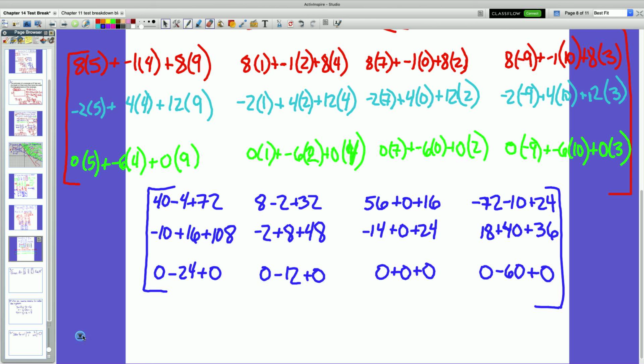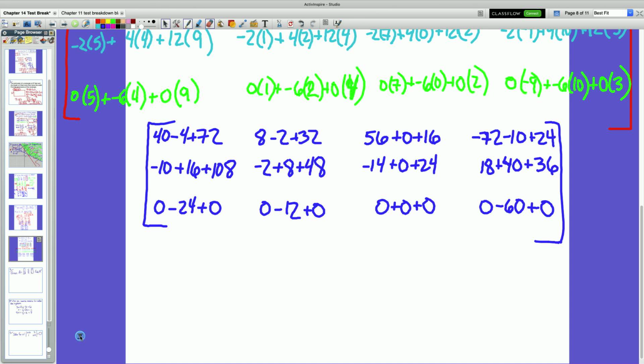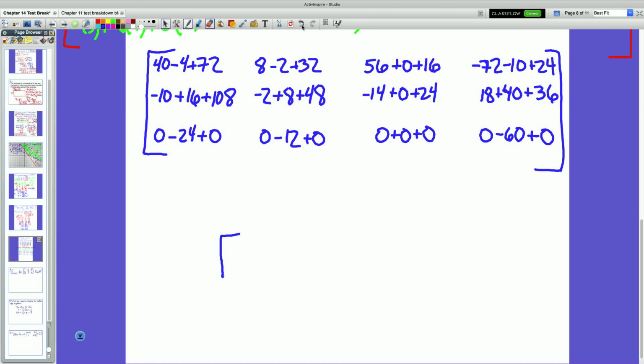Okay, and the last step, you add them all up. So let's see here. Whoop, it just kept going, didn't it? All right, so 40 minus 4 would be 36. 36 plus 72 is 108. Okay, 8 minus 2 would be 6. 6 plus 32 is 38. 56 plus 0 is 56. Plus 16 would be 72. Negative 72 minus 10 is negative 82. Negative 82 plus 24 is negative 58.